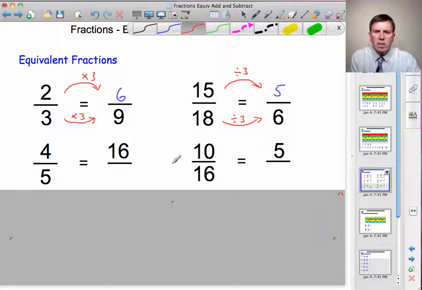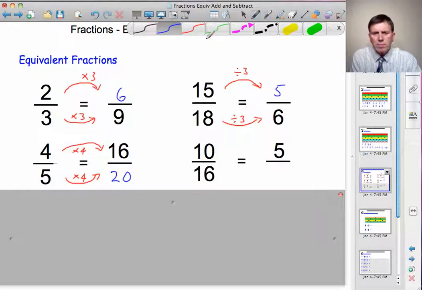4/5 is equal to 16 over something. Well, what have we done here? We've multiplied the 4 by 4. And whatever we do to the top, we must do the same to the bottom if we're going to keep the same value. 5 times 4 is equal to 20. So 4/5 is the same fraction as 16/20. When we're adding and subtracting fractions, we might want 4/5 written in twentieths. So it's important that we can do that.